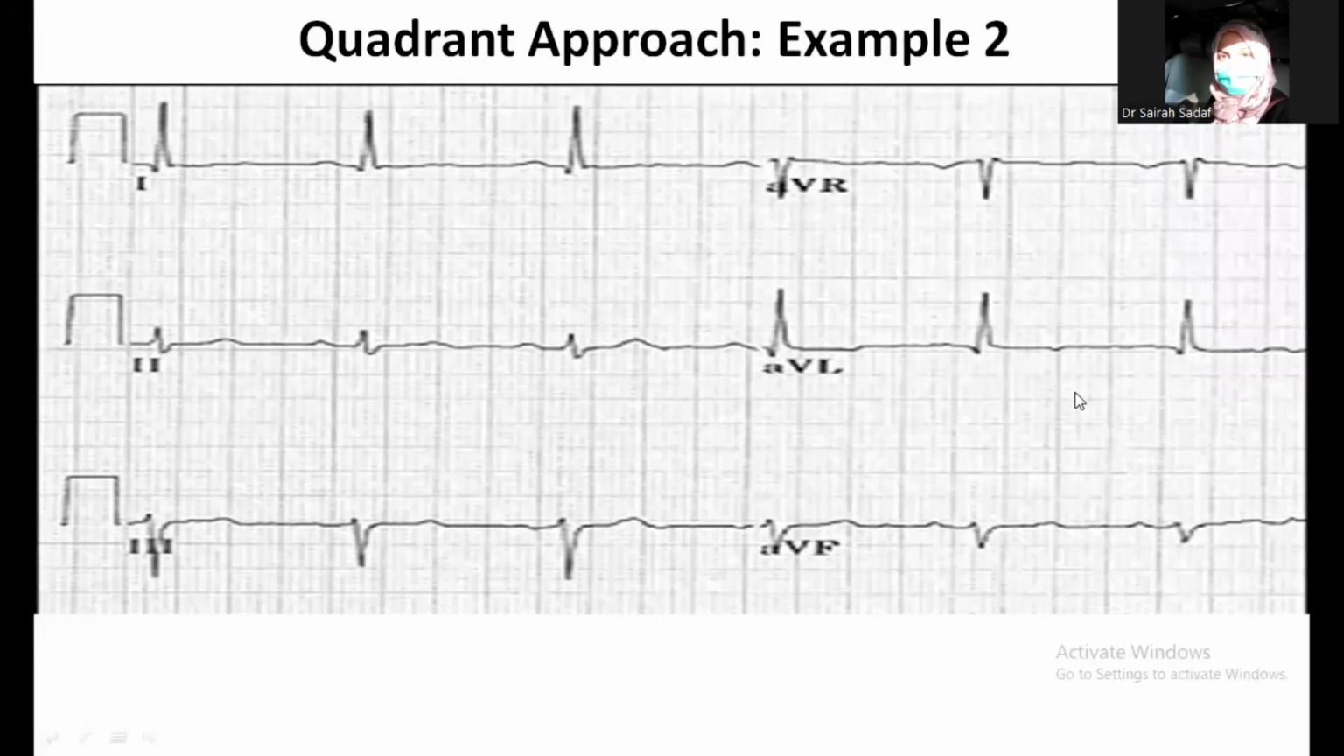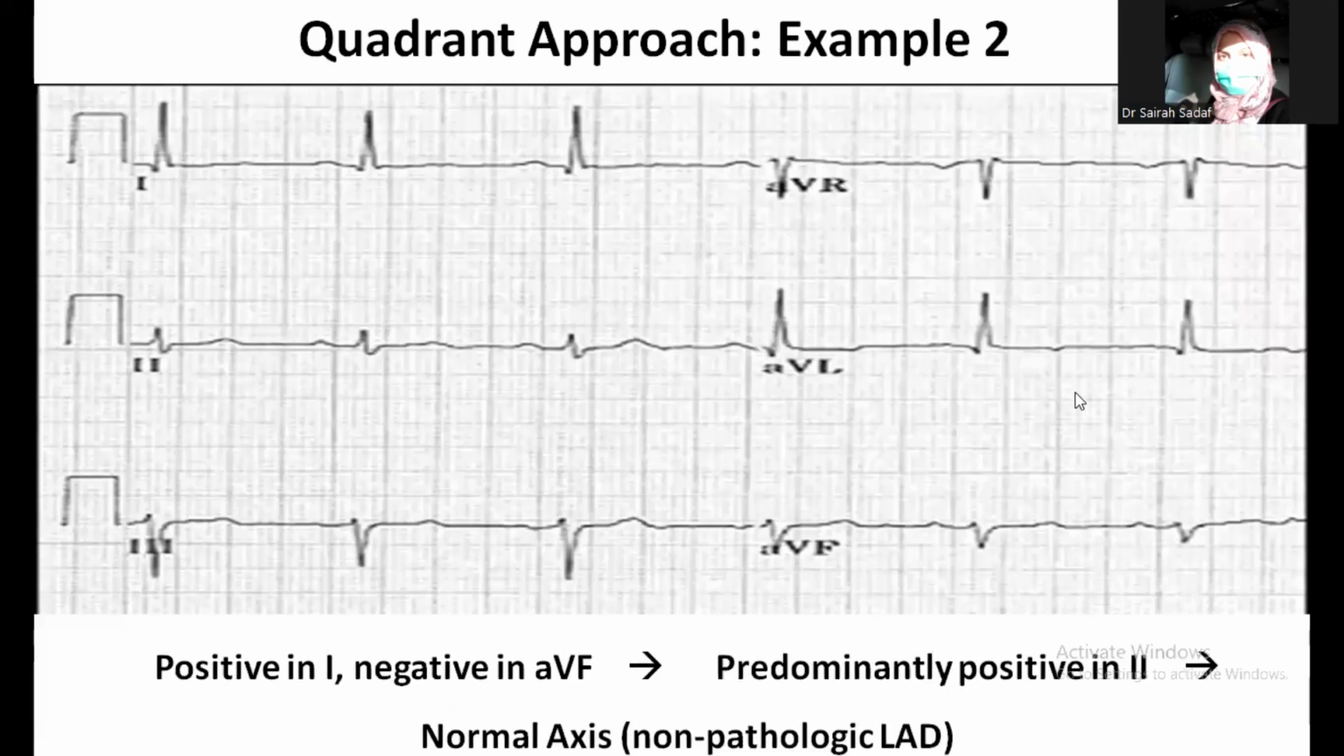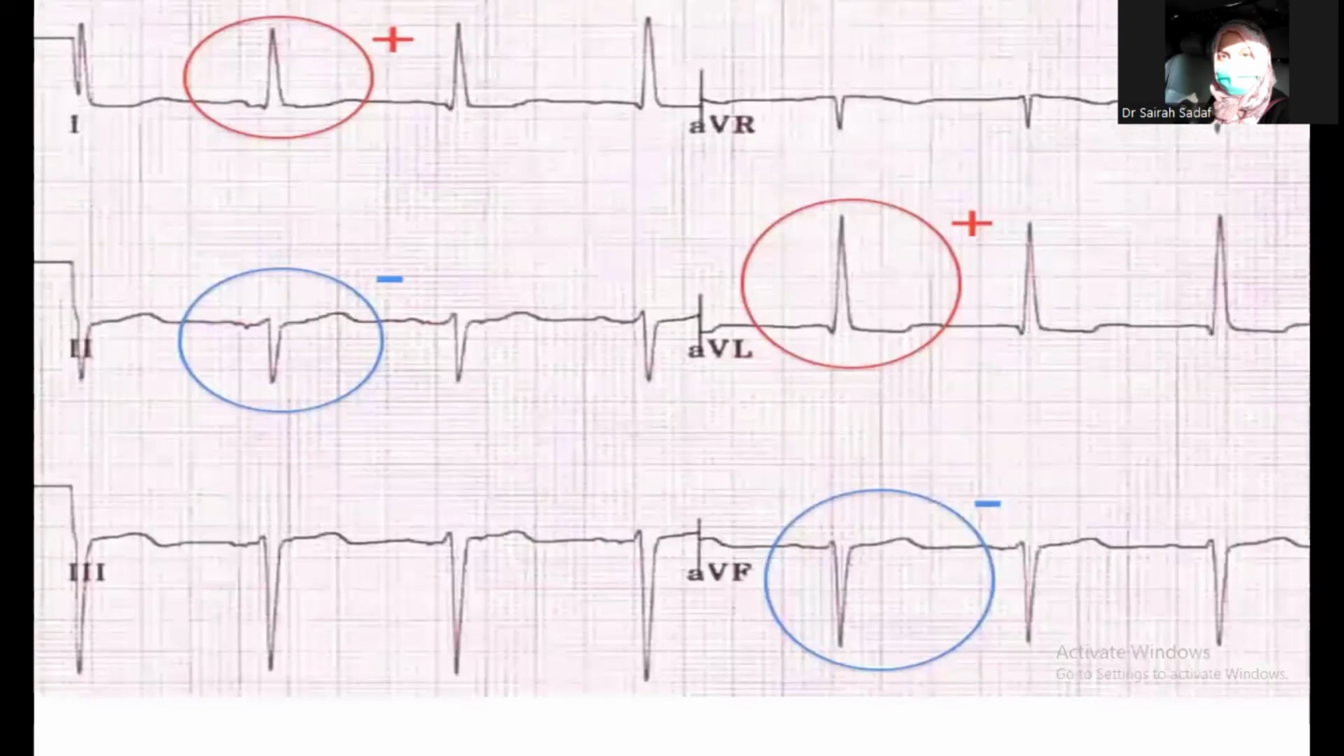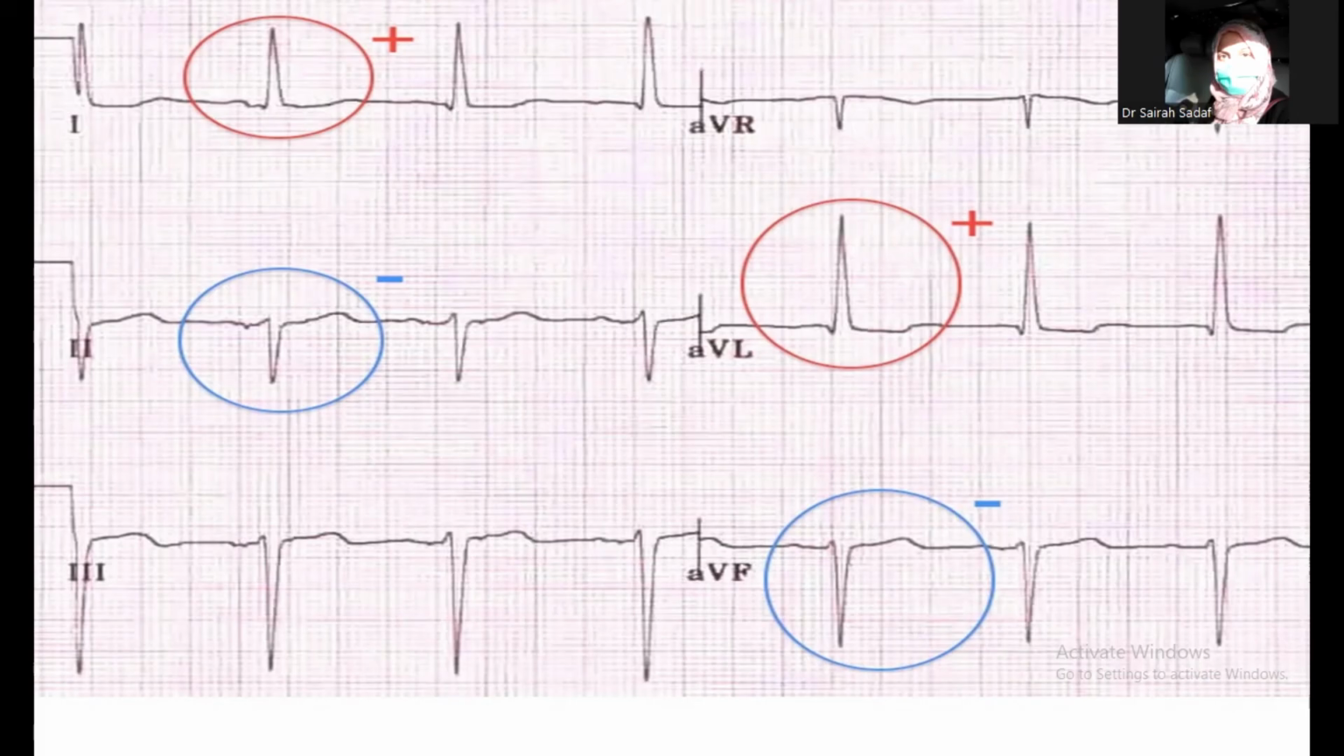Okay. So this one is predominantly positive in lead 2. Yes, it is left axis deviation, but because this is not predominant over here, it is more predominantly upward. So it is non-pathological left axis deviation. Okay? Very good.